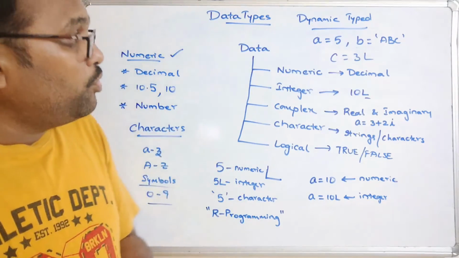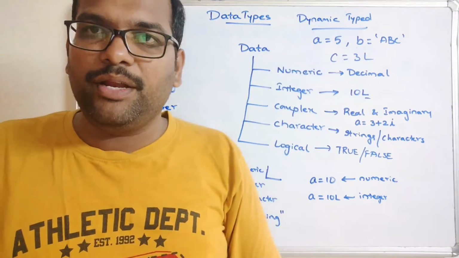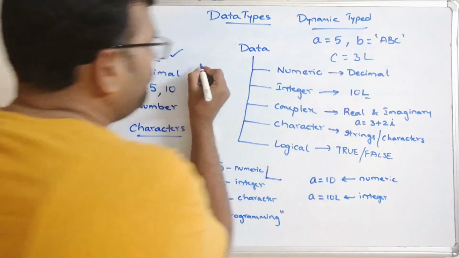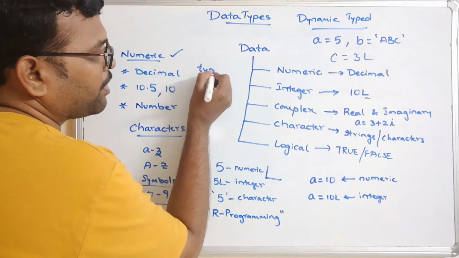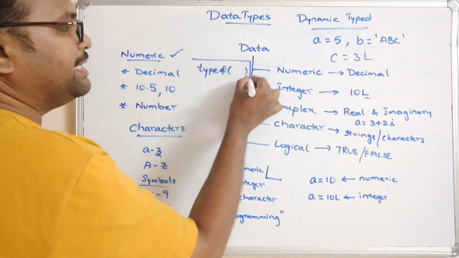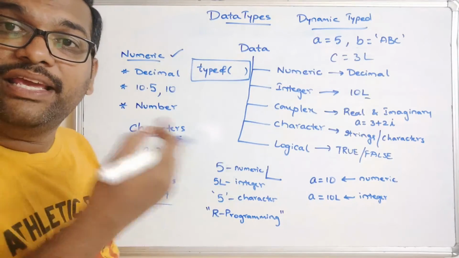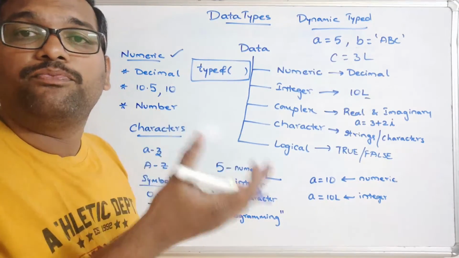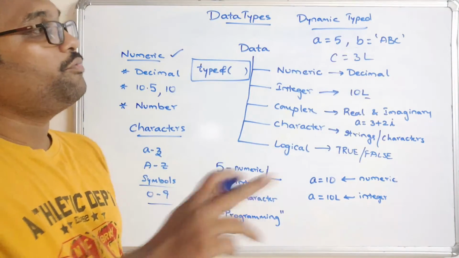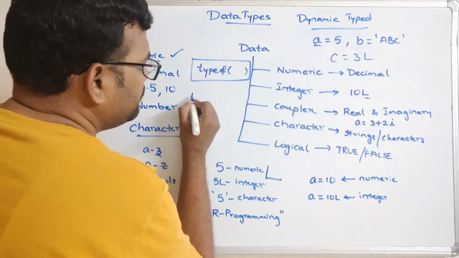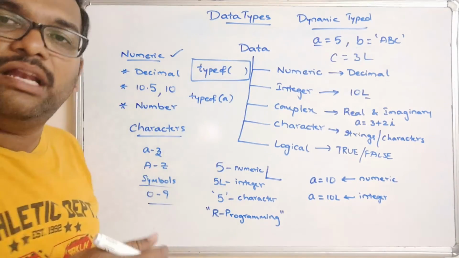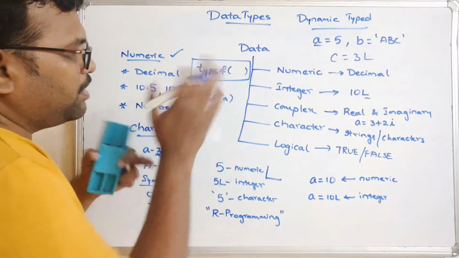Now, how can we know the data type of a particular variable? In R programming, we have a function called typeof. This typeof function will give the data type of the variable passed to it. If you want to know the data type of A, simply give typeof(A), and it will automatically return the data type of that variable.